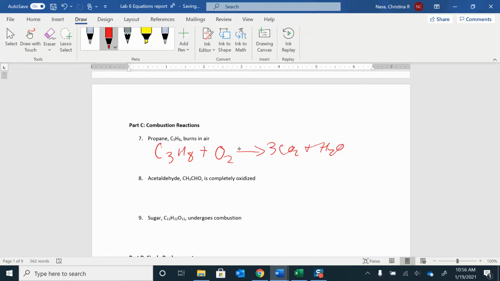And then I have hydrogens. I have 8 hydrogens. I have a 2 over here, so I'm going to put a 4 in front. That gives me 8. And then I can balance oxygen at the end because this guy doesn't have any oxygen, so it's easy to balance that at the end.